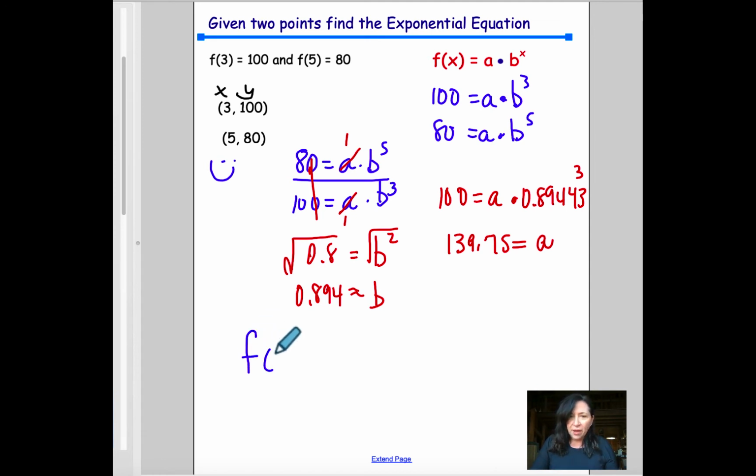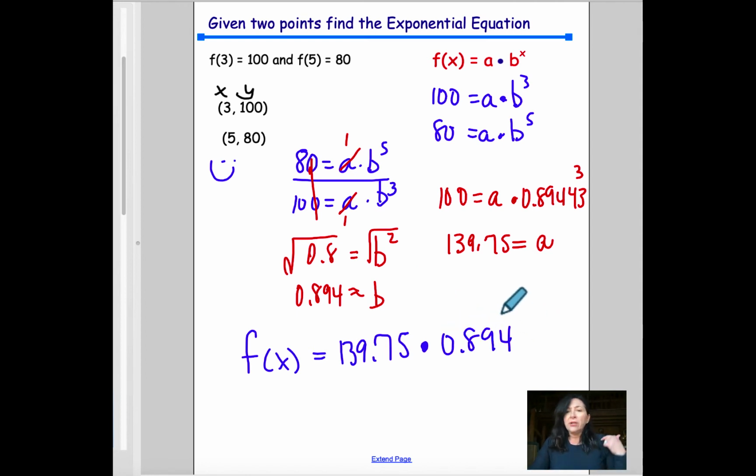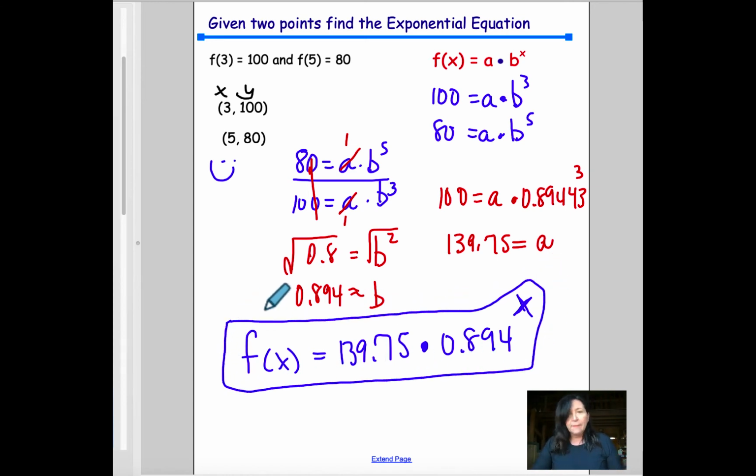So therefore, this is how you write the final equation. Your f of x exponential equation for this problem that we've been working on is f of x equals a, which is 139.75, times b, and b is about 0.894 to the x power. And so now realistically we can find anything that we want to find, now that we have this equation that will work for the data that we have.